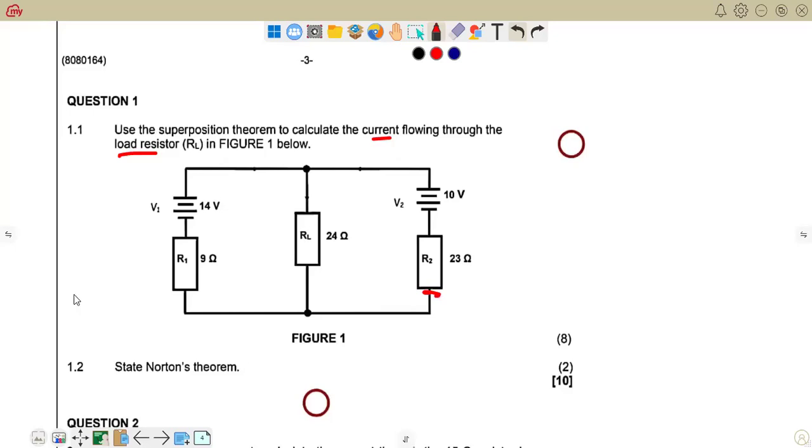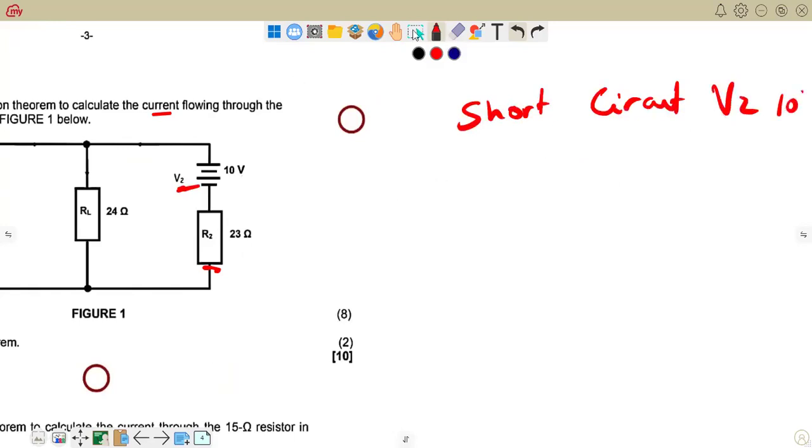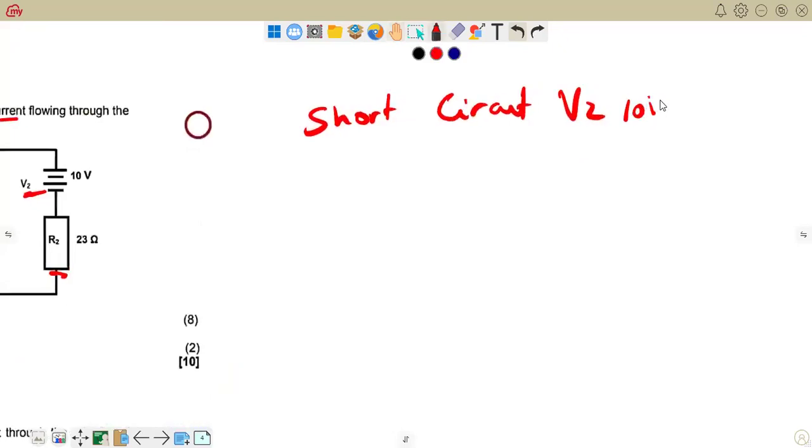Okay, so how do we apply it? How do we calculate the current using the superposition theorem? Here's what we do. First things first, we will short circuit one of our voltage sources. I will start by short circuiting V2, this source here. So the 10 volt source is the one that we want to short circuit.